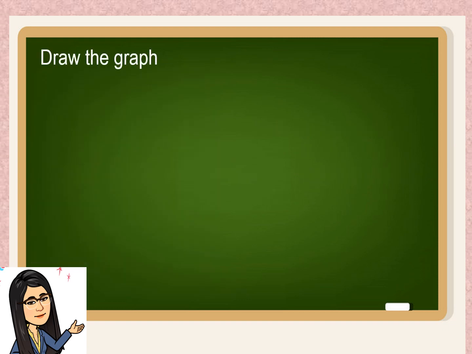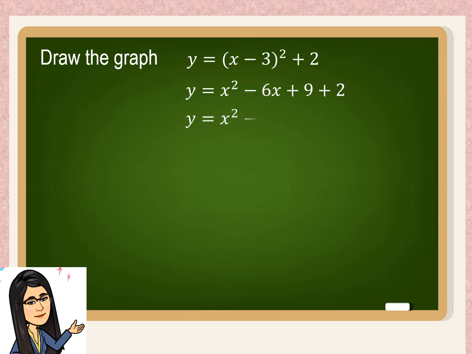Now let us draw the graph of y is equal to the square of the quantity x minus 3 plus 2. This is the vertex form. Let us transform this into general form by getting the square of the quantity x minus 3, which is x squared minus 6x plus 9. Then combining similar terms, the function is now y is equal to x squared minus 6x plus 11.